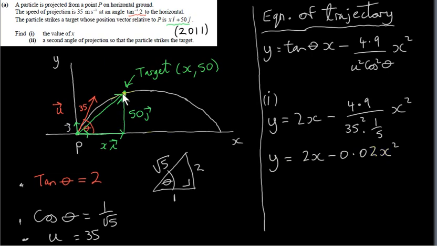So at this point, y is equal to 50. So we just put y equal to 50, and we solve the resulting quadratic equation. For convenience, we can multiply all of this equation by 100, and I'll do a sign change as well. 100 times minus 0.02 is 2. 100 times 2 is 200. And we have to multiply 100 by 50.